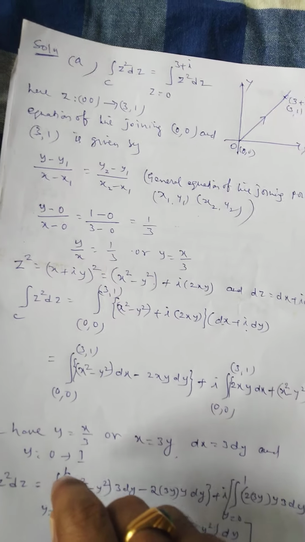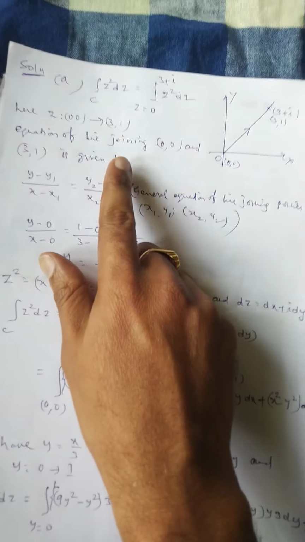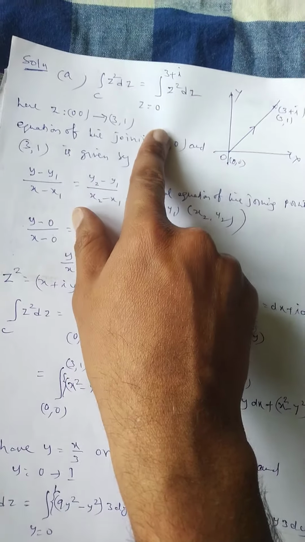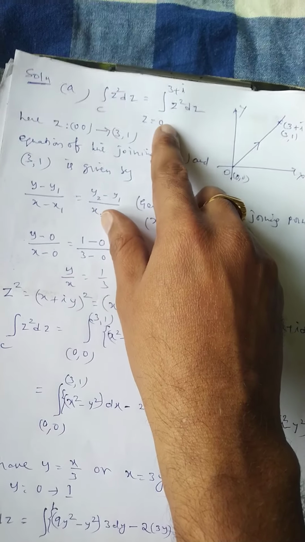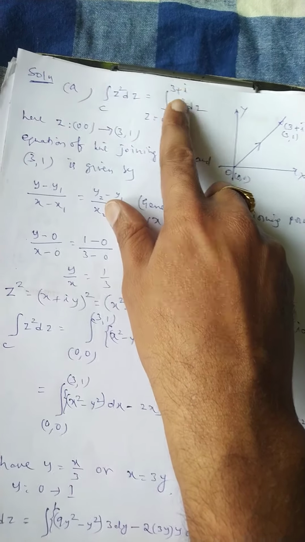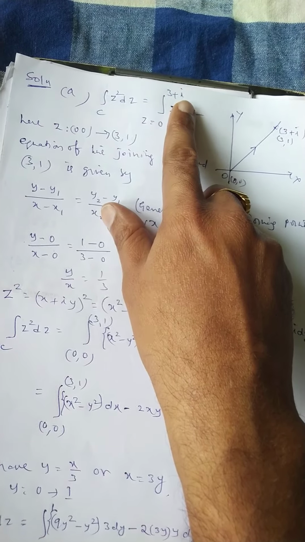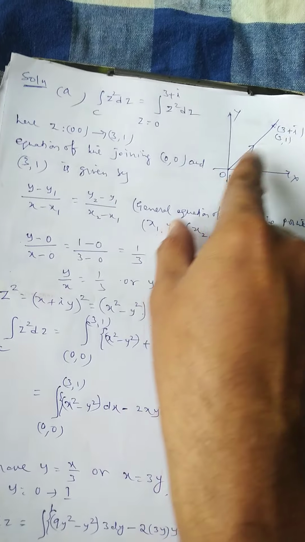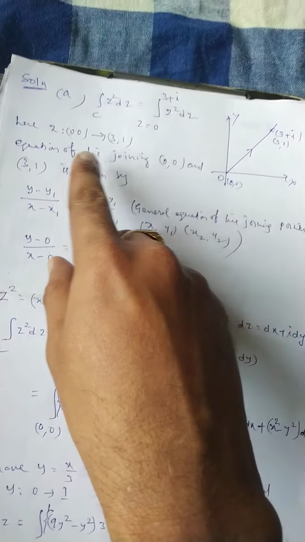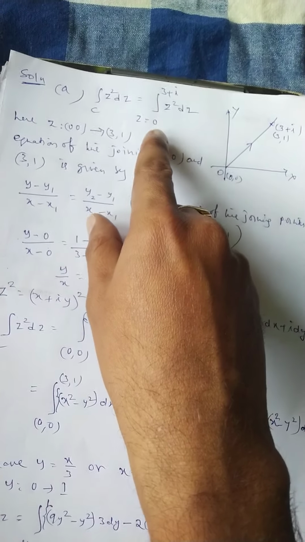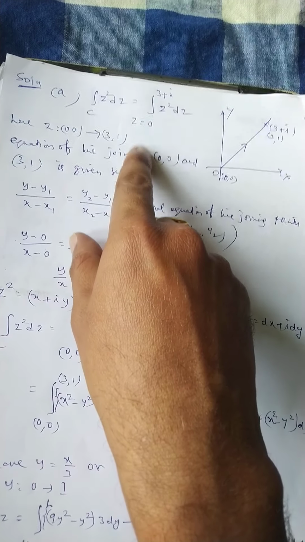Along the straight line from z equal to 0 to z equal to 3 plus i. So let us have the integral of z square dz, from z equal to 0 to 3 plus i. 0 to 3 plus i means (0, 0) to 3 plus i, which is x plus iy. On comparing, the real part is 3 and y is 1, so (3, 1). So z varies from (0, 0) to (3, 1).